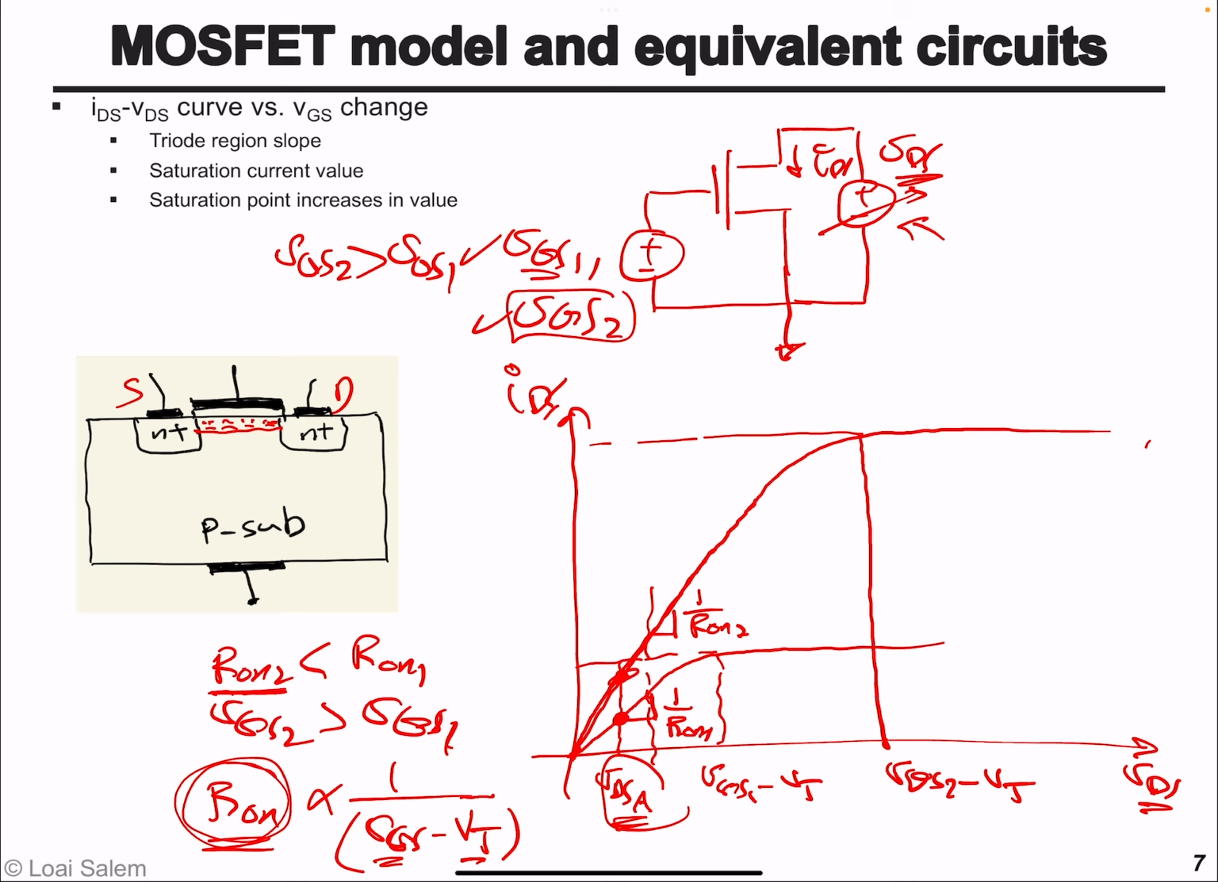And so any voltage higher than this threshold voltage will cause more electrons into the channel. It will increase the number of electrons in the conducting channel, so it will improve its conductivity, or essentially reduce its equivalent on resistance. And that's why the equivalent on resistance of the transistor is inversely proportional to VGS minus VT.